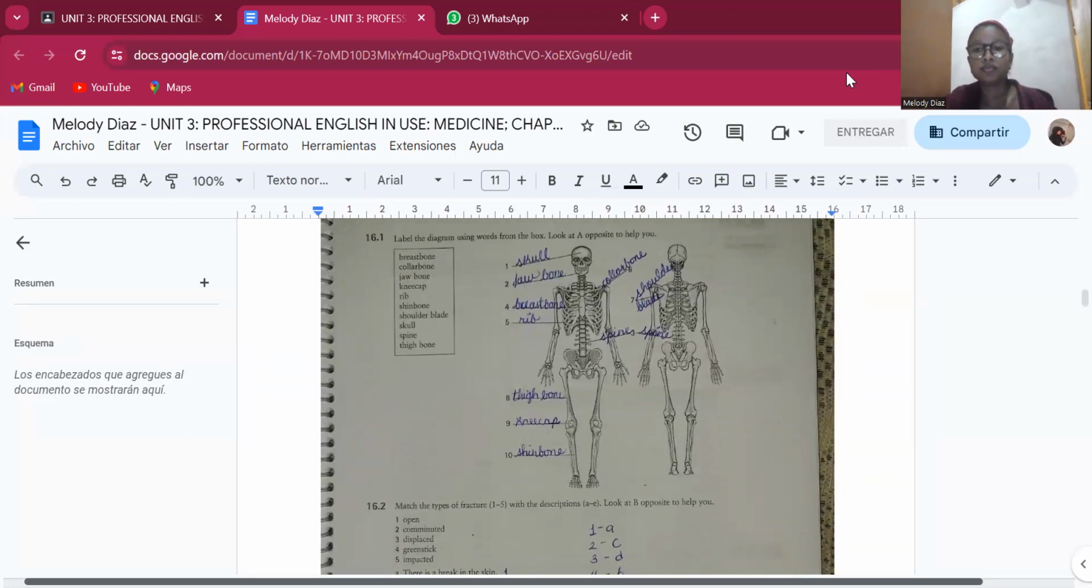Unit 16. Label the diagram using words from the box. Look at A opposite to help you. Number 1, skull. Number 2, jawbone. Number 3, spine. Number 4, breastbone. Number 5, rib. Number 6, collarbone. Number 7, shoulder blade. Number 8, thigh bone. Number 9, kneecap. Number 10, shin bone.